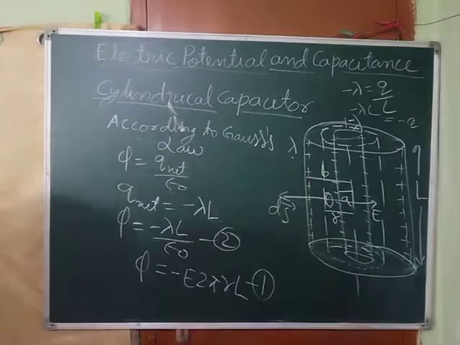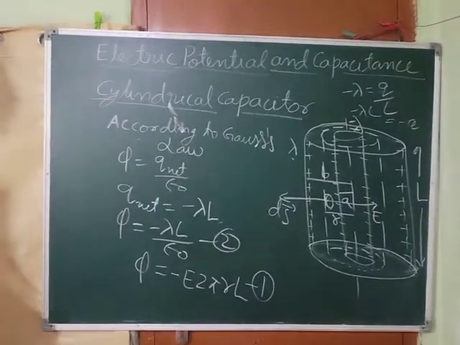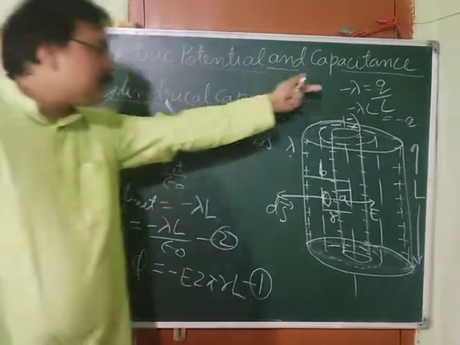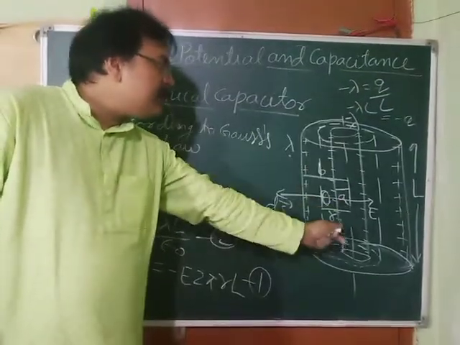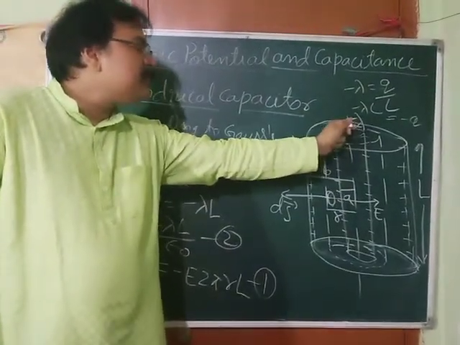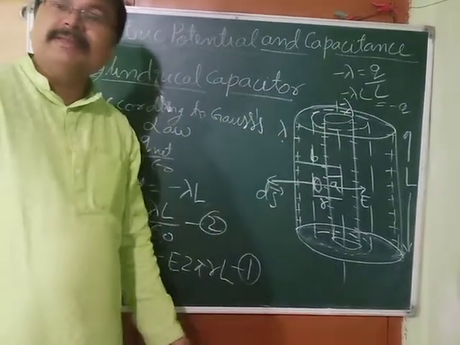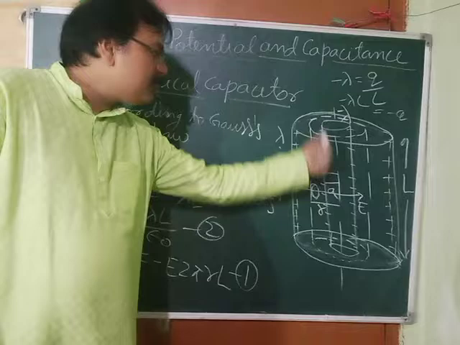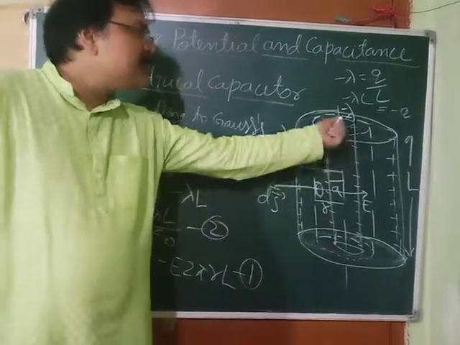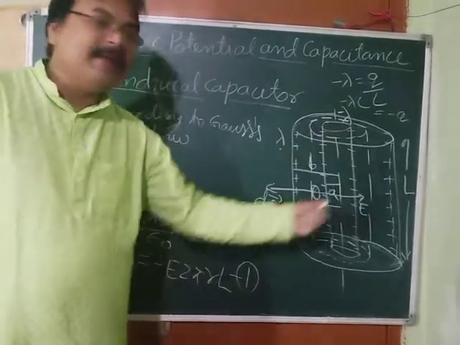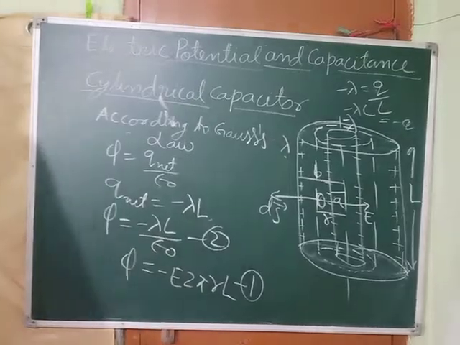Understood? Because the charge is distributed linearly over this cylinder, that linear charge distribution, or linear charge density, is minus lambda because of negative charge. It is minus. Now what is the total charge on this cylinder? It is obviously linear charge density into length. That we got, equation number 2.